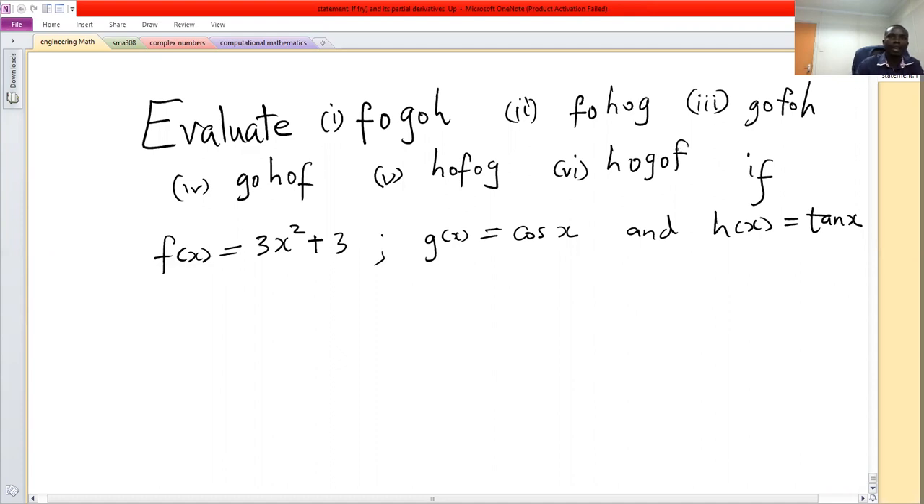Given that f of x is 3x squared plus 3, g of x is cos of x, and h of x is tan of x.